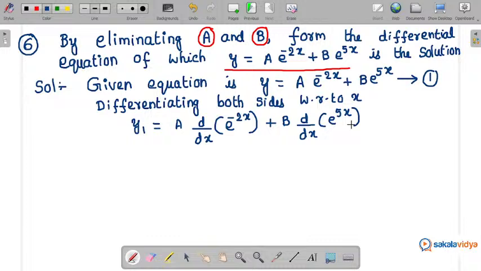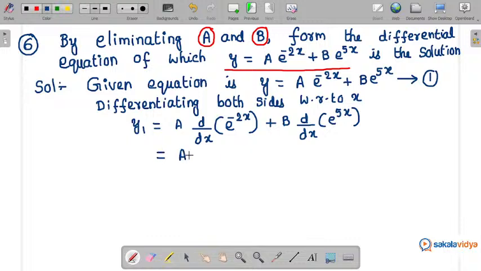Okay. So now you can expect the answer. What is the differentiation of e power minus 2x? What is the differentiation of e power 5x? These questions are to be kept in our mind. Okay, so let us find out the derivatives of e power minus 2x and e power 5x.